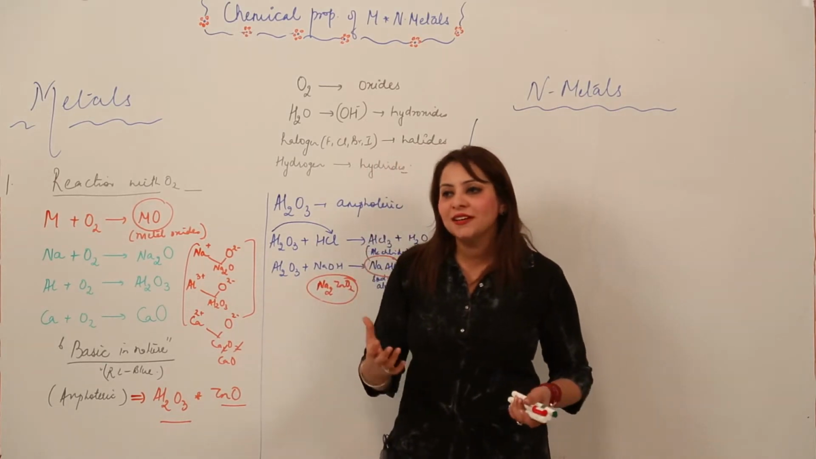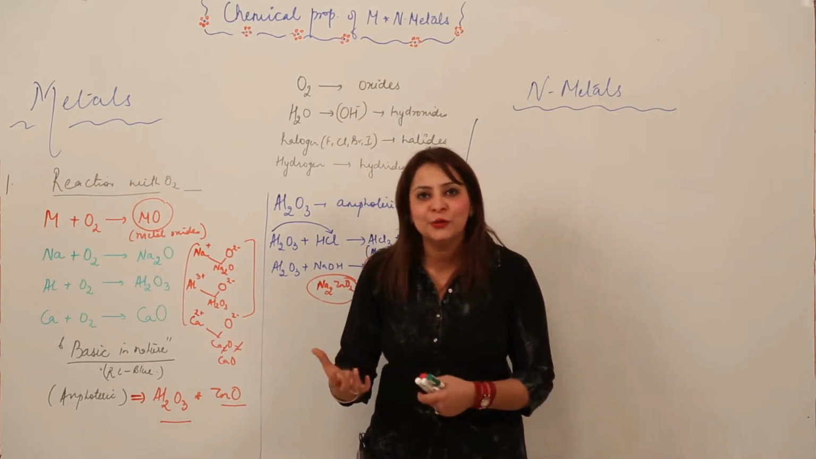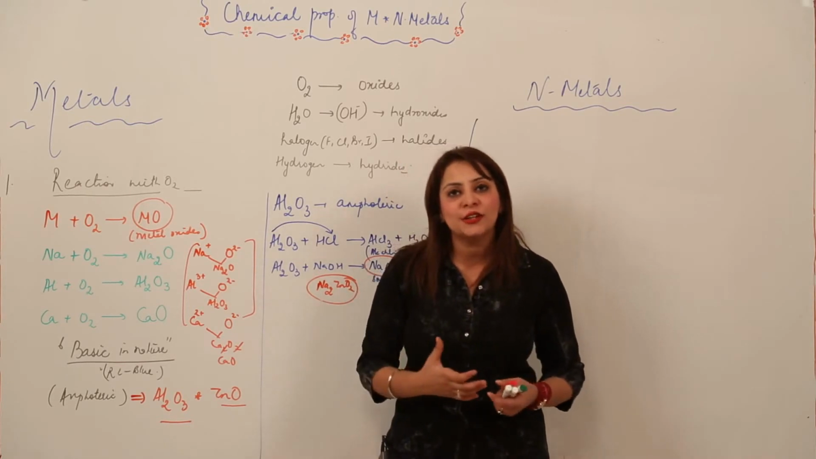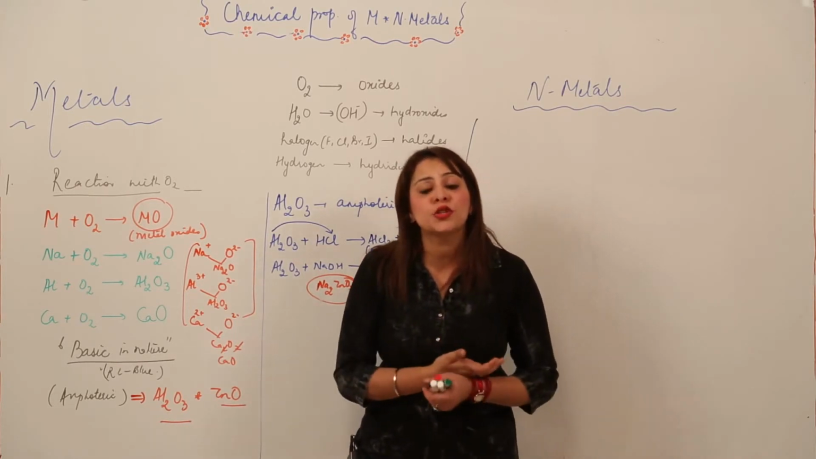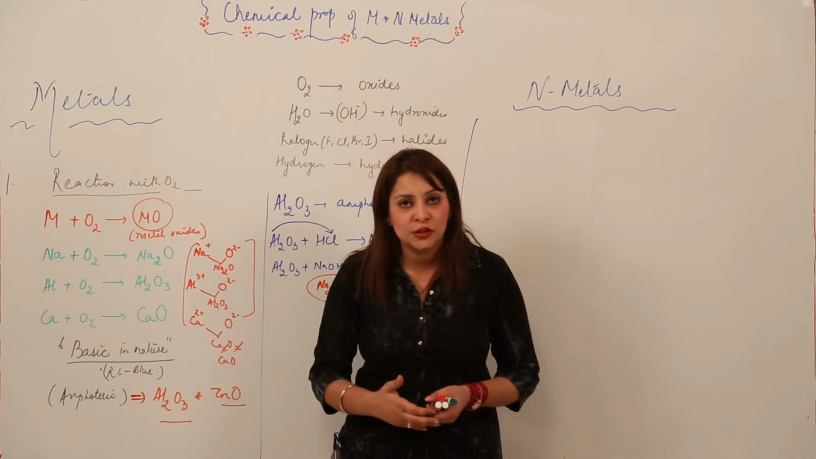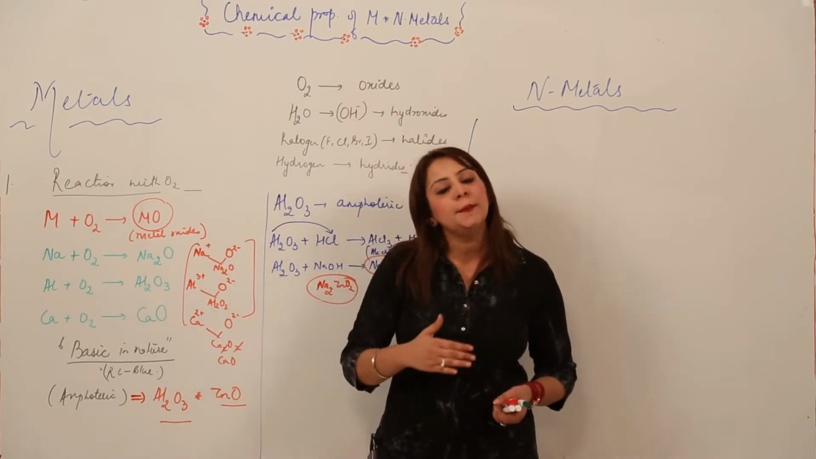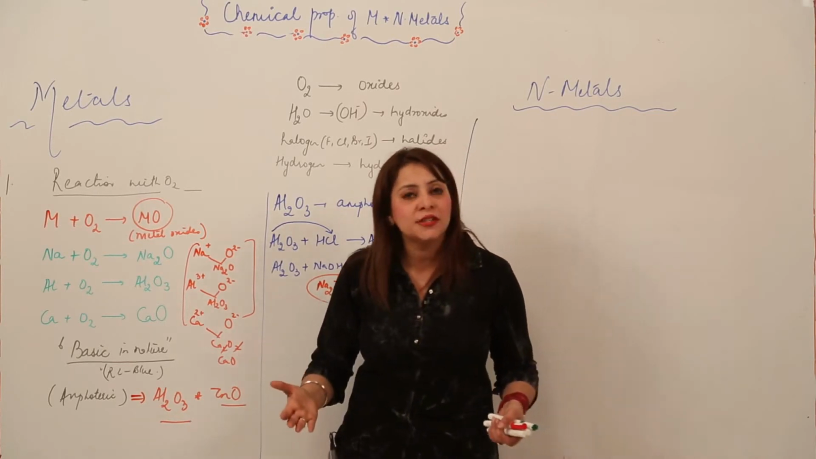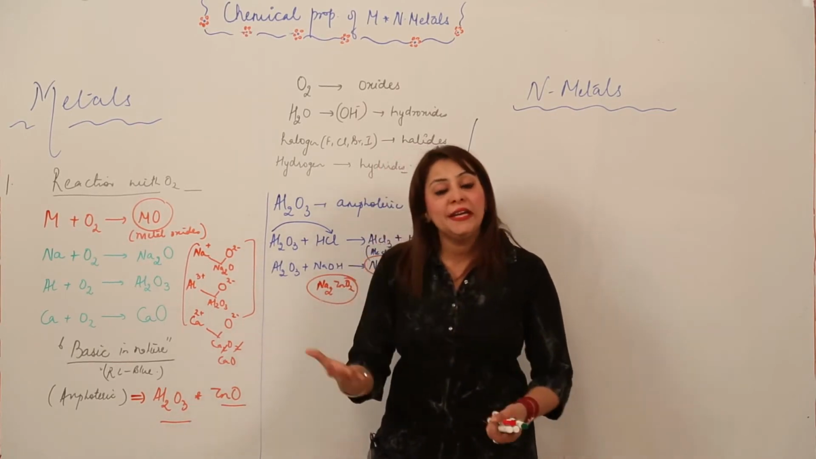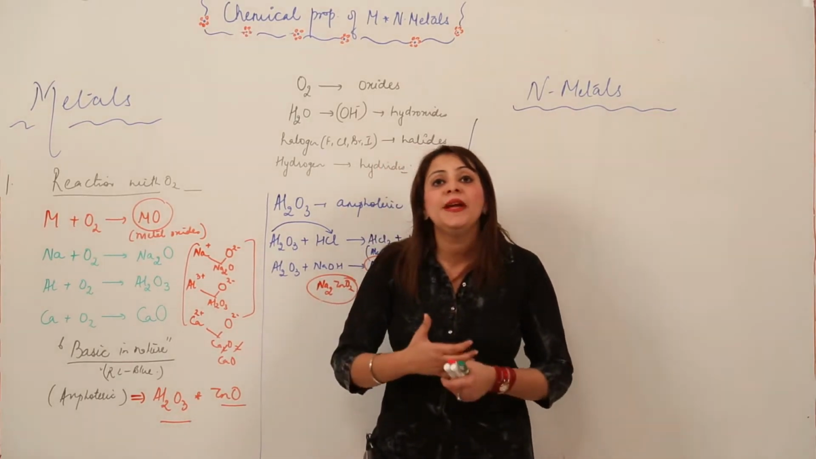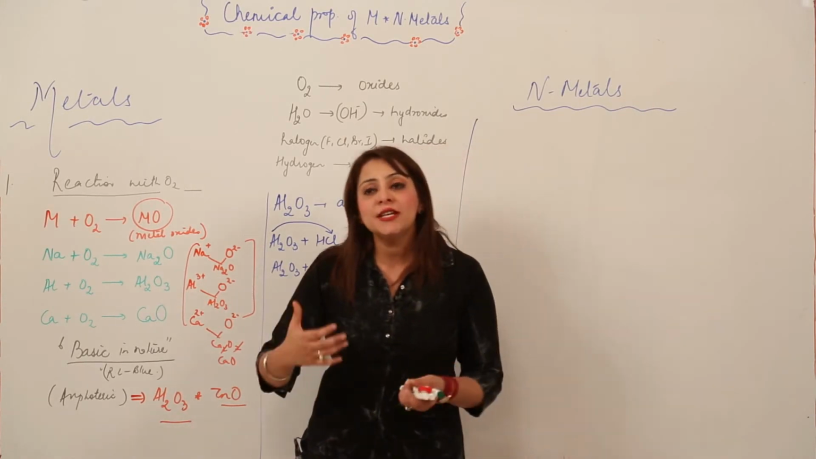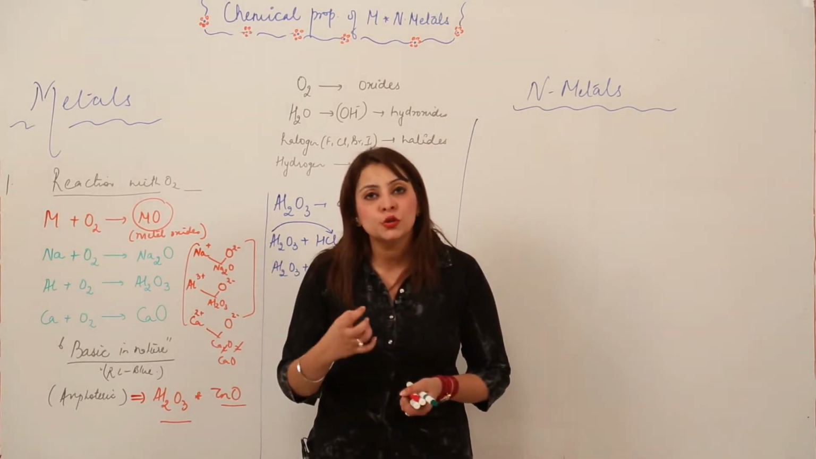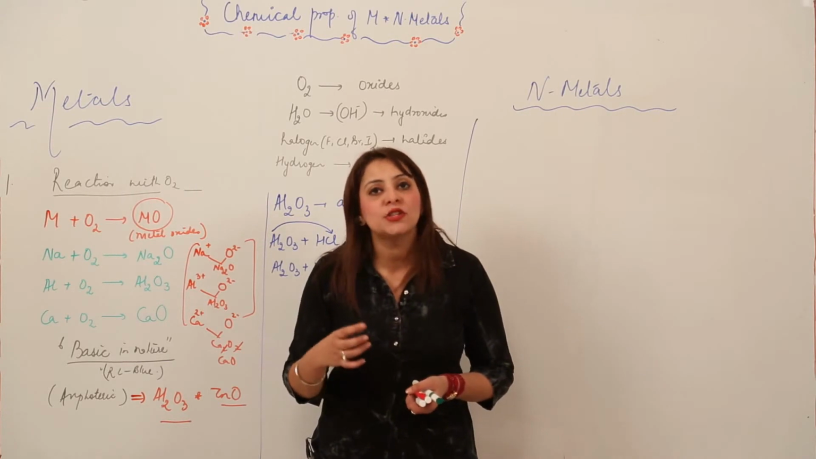See, an explosion cannot be of constructive use. It doesn't serve any constructive use. So to avoid an explosion, we store it under kerosene oil so that it does not come in contact with oxygen, there is no reaction with oxygen, it will not form any kind of oxides, and there won't be any explosion, right? So just for this matter, we store sodium and potassium under kerosene oil.